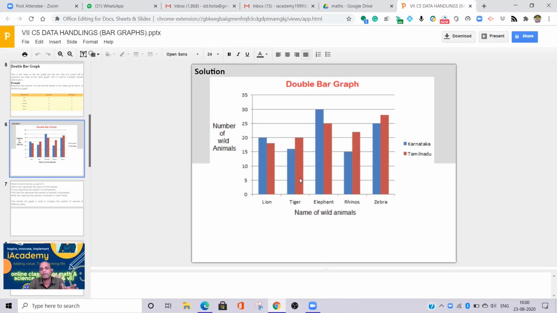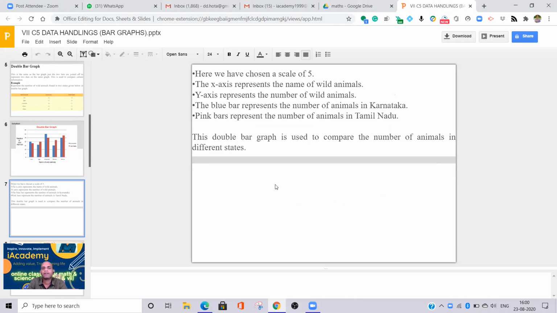So it is, Karnataka, sorry, Tamil Nadu is highest. Like this, I hope you can understand this. Wherever we want to represent data, we have to compare data of 2 states, 2 students, 2 exams. Then we can use this kind of platform, right? Very good. Okay. Next, here what is chosen?